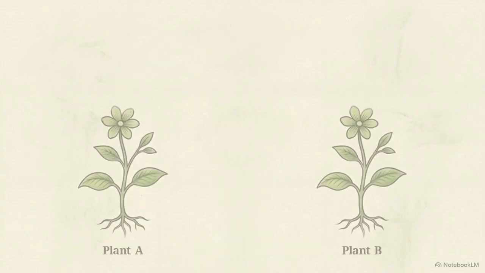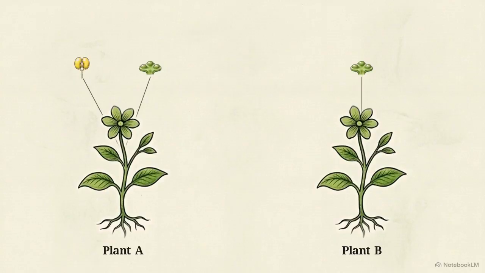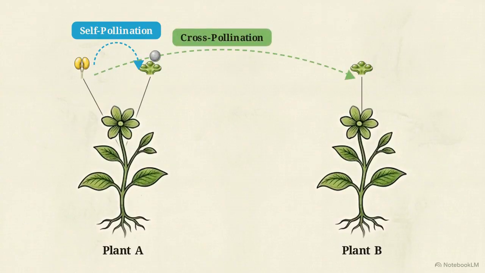This diagram maps the two possible transportation routes. The blue loop shows self-pollination, where pollen moves from an anther to a stigma on the exact same plant. The green arrow traces cross-pollination, where the pollen is transported across a physical gap to an entirely different plant. Plants physically adapt to their required mode of transport.